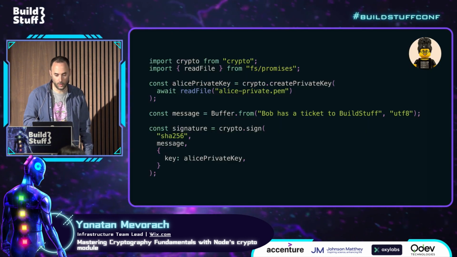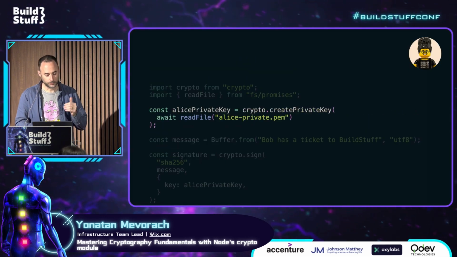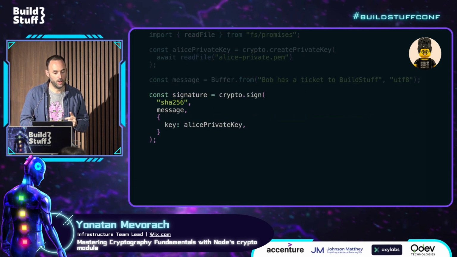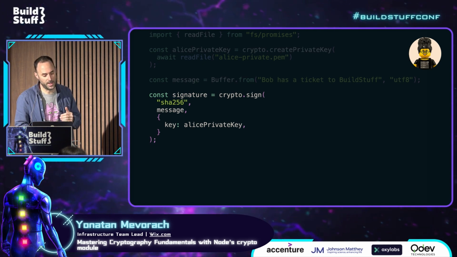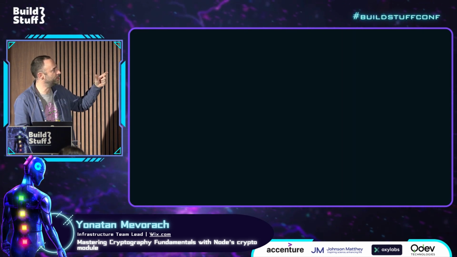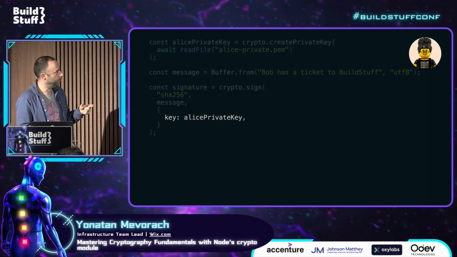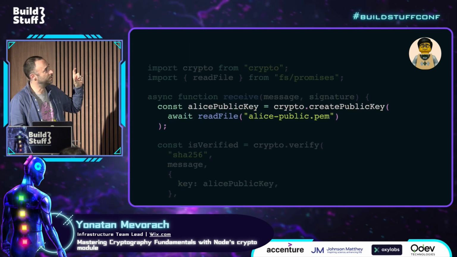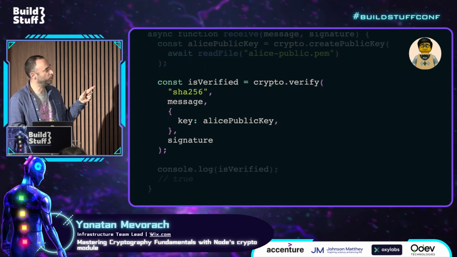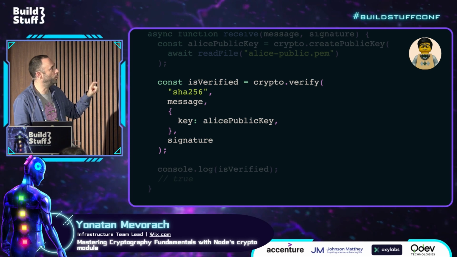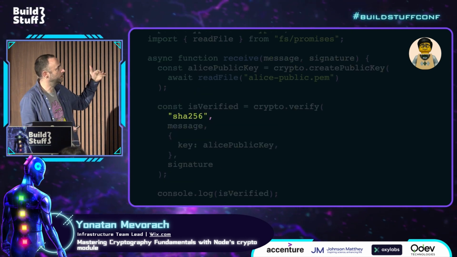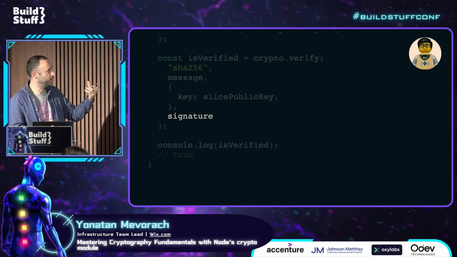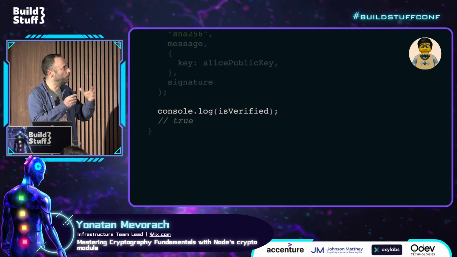So let's see how this is done in code. In order to create the signature, Alice reads her private key into memory. She takes the original message and she calls crypto.sign. She needs to pass in the hash function to use as part of the signing process, the message, and the private key. Then Bob can perform the verification. He reads Alice's public key into memory, and he calls crypto.verify, and this will return a boolean of true or not. He needs to pass in the same parameters: which hash function to use, the message, Alice's public key, and the signature itself. And this returns true if all of the math and the cryptography line up.